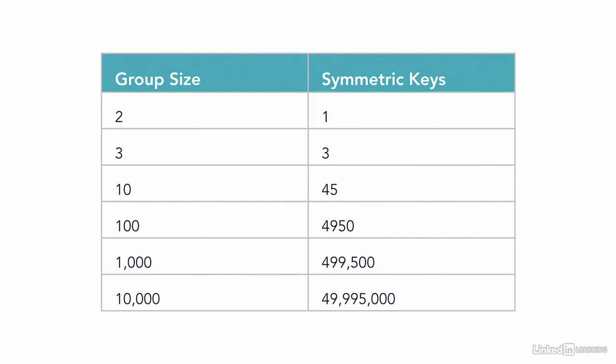As you can see, when we grow to larger groups, symmetric cryptography starts to require an unmanageable number of keys. For example, if we have an organization with 10,000 employees, we'd need almost 50 million encryption keys. If a new person joins the organization, we need to generate 10,000 new keys for that person to be able to communicate with other employees, and then we need to distribute those 10,000 keys to every other employee in the organization.